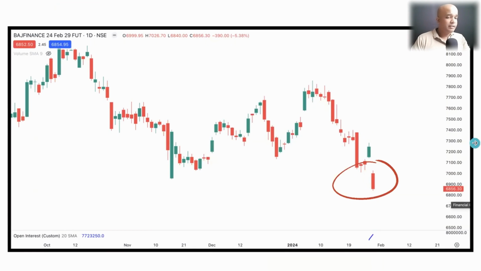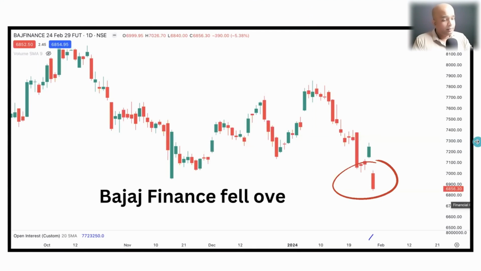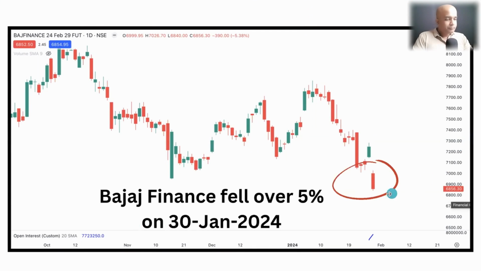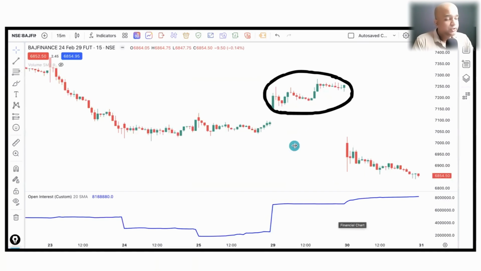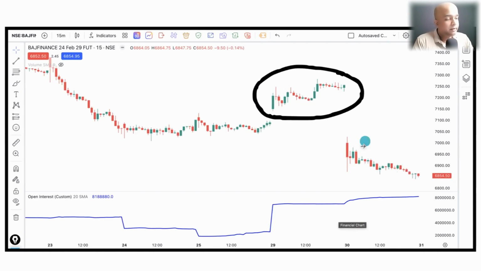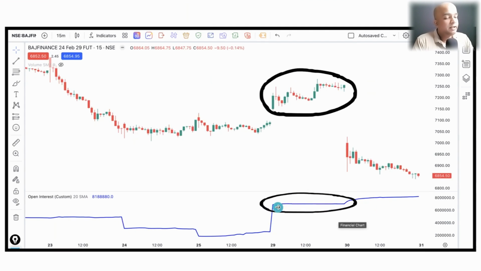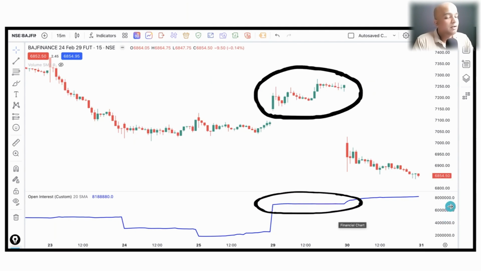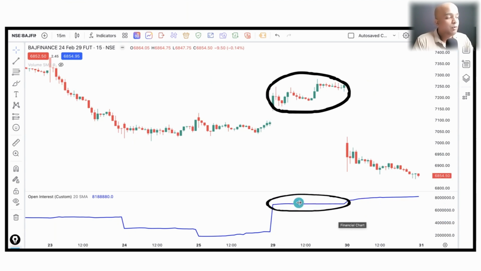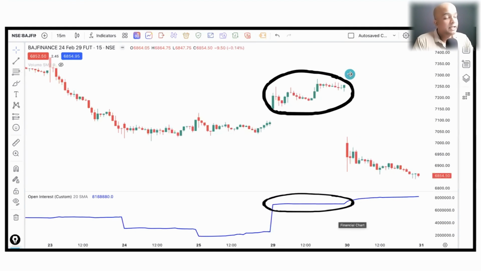See, this is also a recent example. Bajaj Finance fell over 5% actually on this particular day. Okay. Now it fell 5% on 30th Jan actually. So now, if you see here, 30th Jan ka data hai. If you see this, the previous day, price went upside, right? Okay, price went upside, but look at the open interest. Open interest remained same, right? I think it came a little bit down. If I zoom it, I will get to know about it, but it's fine. It's almost sideways. So price ऊपर जा रहा है, लेकिन open interest नहीं जा रहा है.